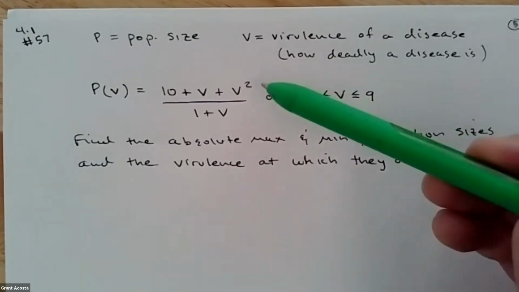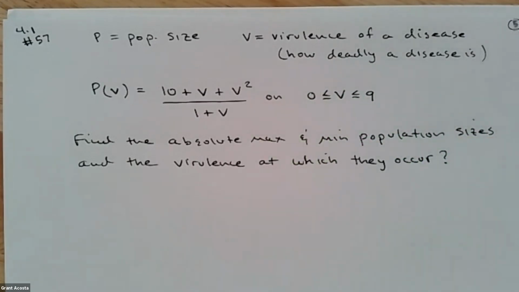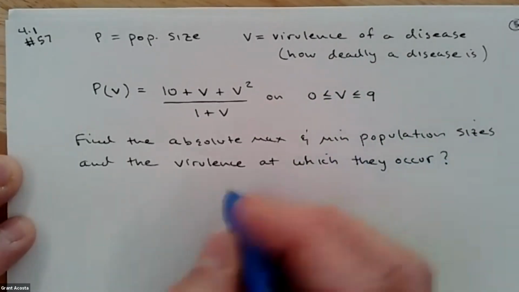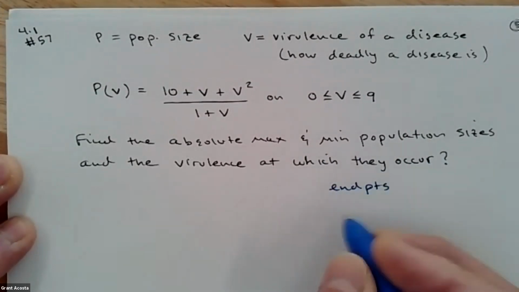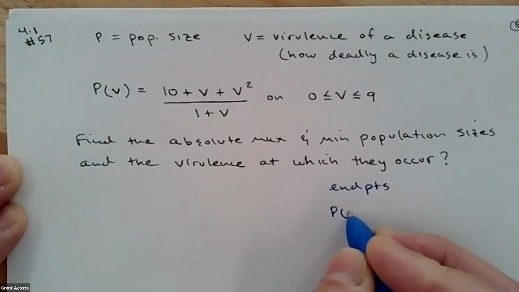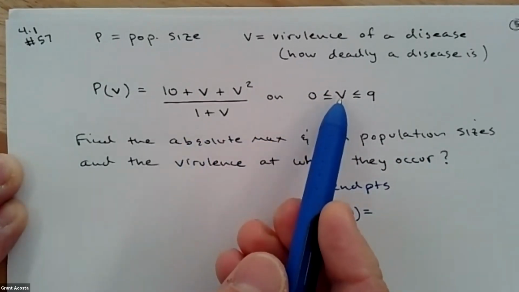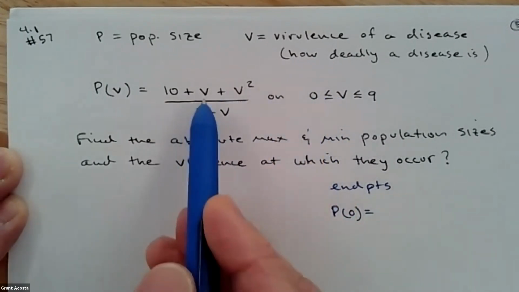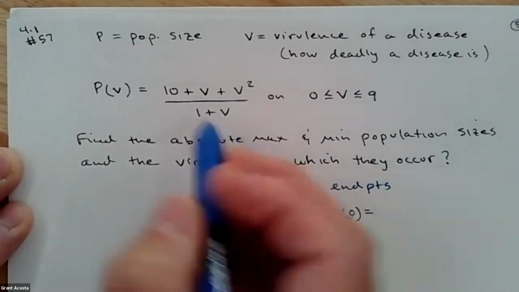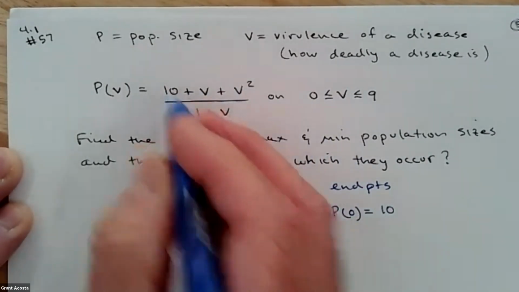But there's kind of an interesting result when we do this. So let's check our endpoints first. If I have a virus that has a virulence of 0, it means it's not really dangerous at all. It's really easy to see. Just plug in 0 there, I'm just going to get 10. So my population is 10.